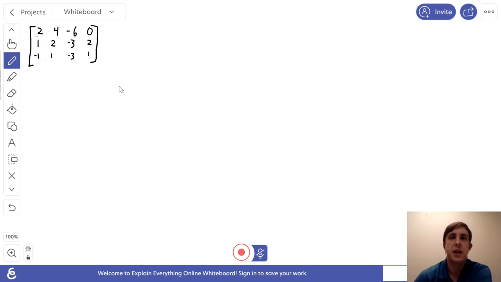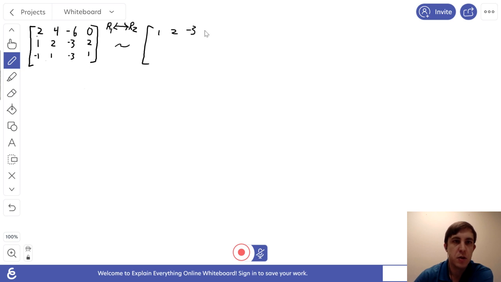In this video, we're going to see how to put a matrix into reduced row echelon form. First thing we're going to want to do is to have a 1 in the upper left hand corner. Now in this particular matrix, there's several ways we can do that, but the easiest one that I like to do is to just swap those top two rows. So we'll swap row 1 and row 2 here.